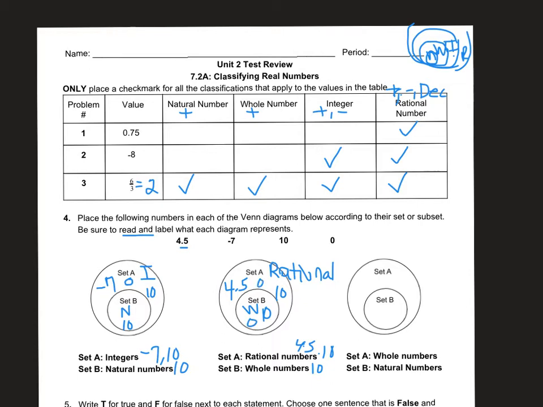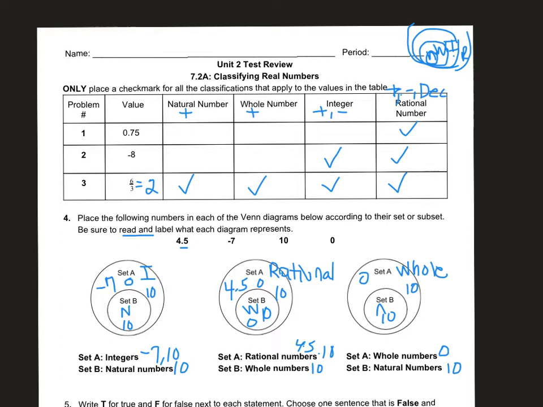Okay, last one. Set A represents our whole numbers and set B represents natural, so they must be positive and start with 1. So natural numbers, the only natural number I see here is 10 from the 4 numbers I've been given, and I know 10 is also a whole number. Whole numbers can only be positive and include 0, so I know 0 is definitely a whole number. But -7 and 4.5 cannot be whole or natural according to their properties.